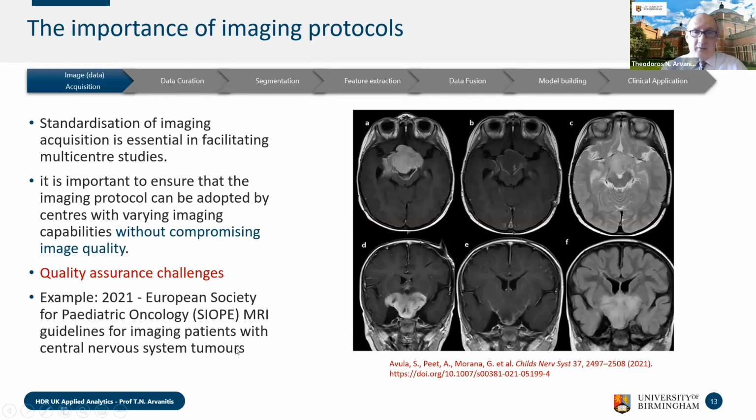So as part of the work of understanding how we can use this data, we have been trying to, again, with international societies and, for example, the European branch of the International Society for Paediatric Oncology, create appropriate guidelines for imaging these patients with central nervous system tumors and brain tumors, which included all the functional imaging approaches I explained.